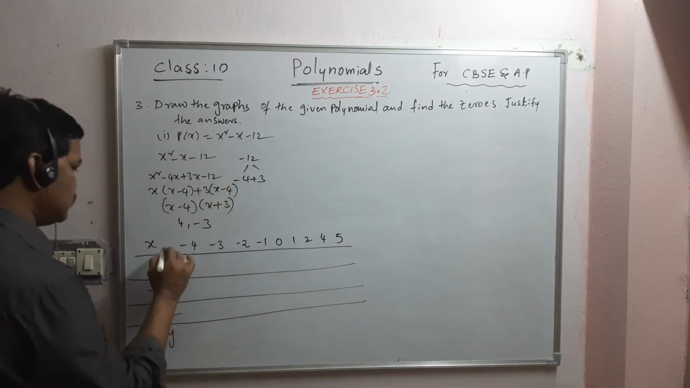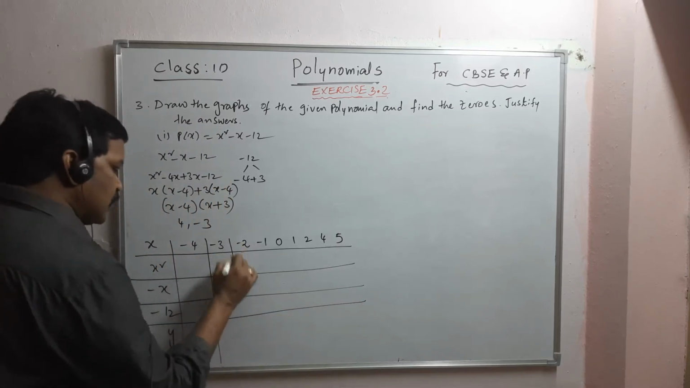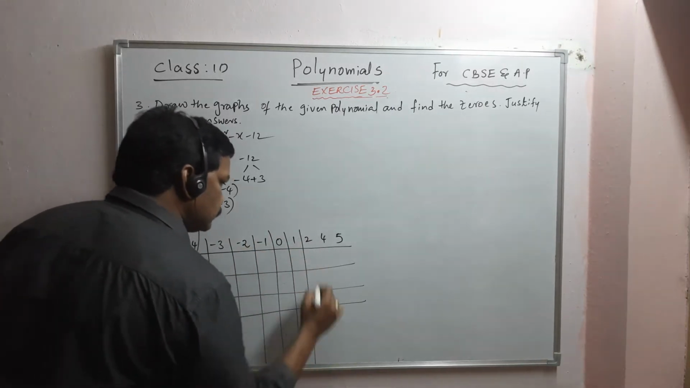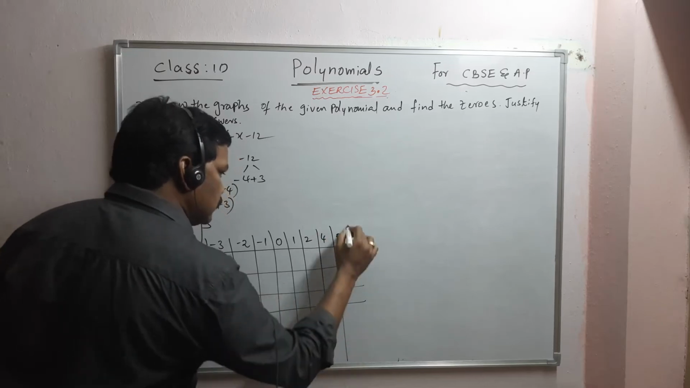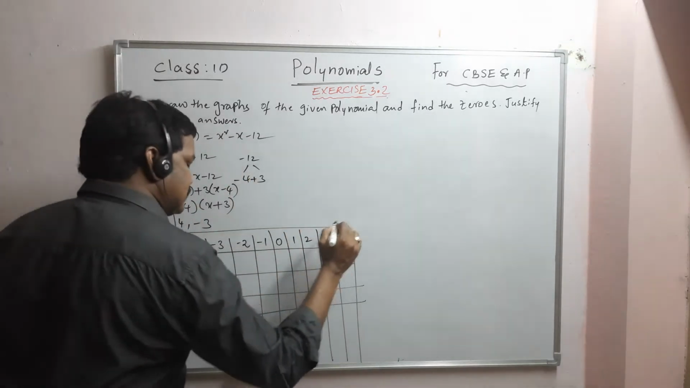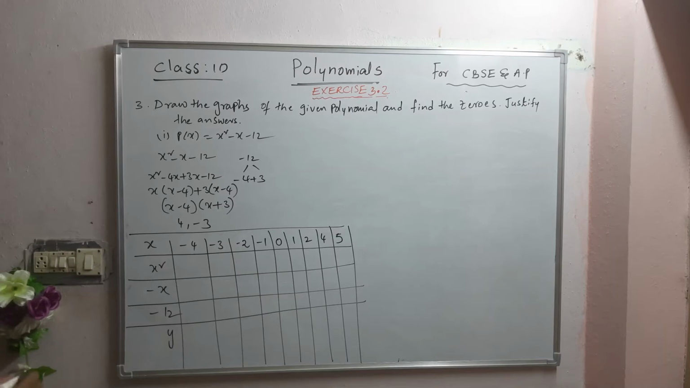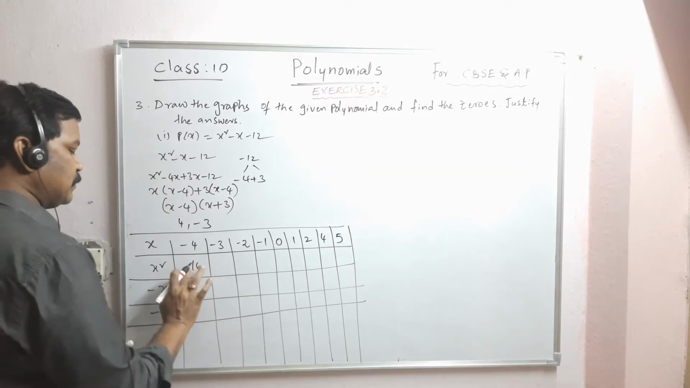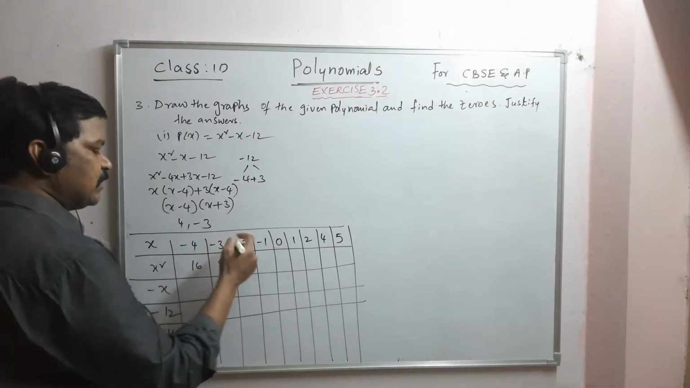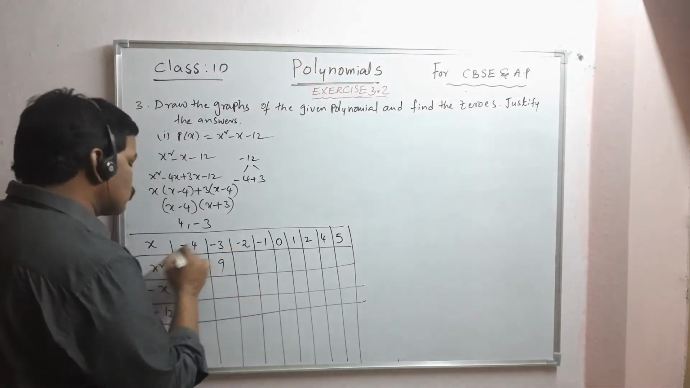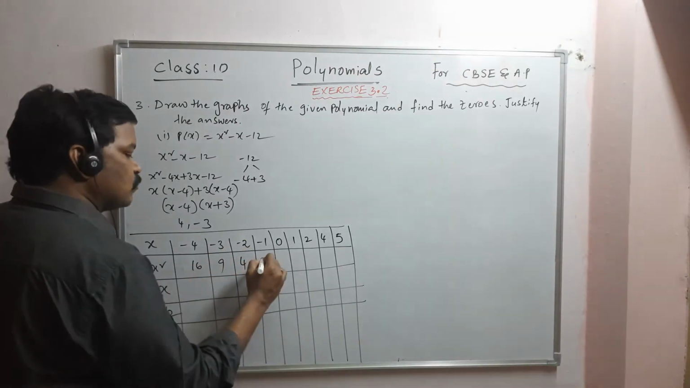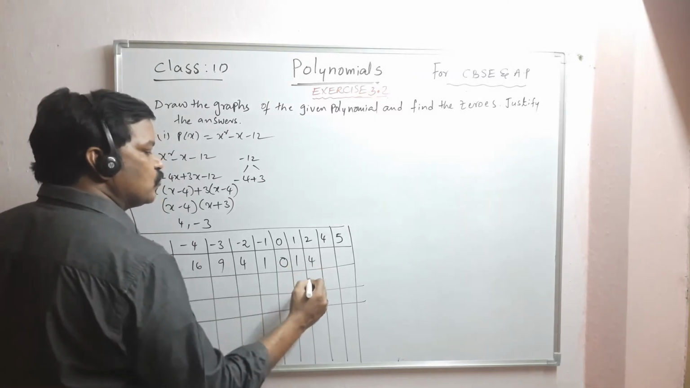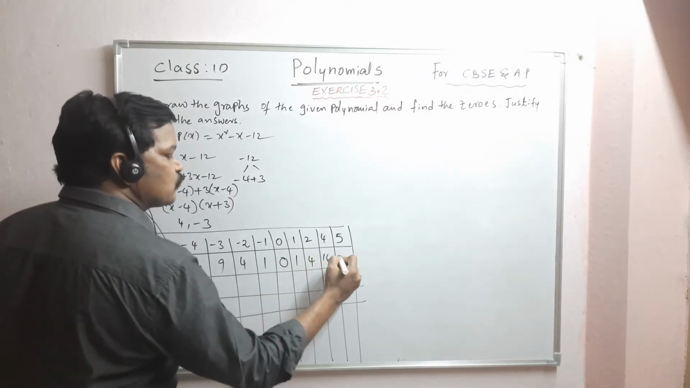I think this is the easiest method. If you like this method, you can follow this method. So we are preparing ordered pairs. Right. Here minus 4, x square means minus 4 whole square is plus 16, minus 3 whole square is plus 9, minus 2 whole square is plus 4, minus 1 whole square is plus 1, 0 square is 0, 1 square is 1, 2 square is 4, 4 square is 16, 5 square is 25.